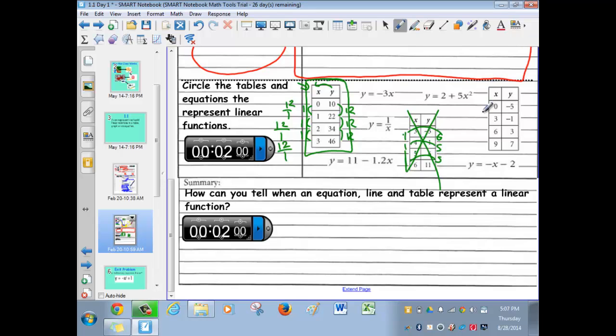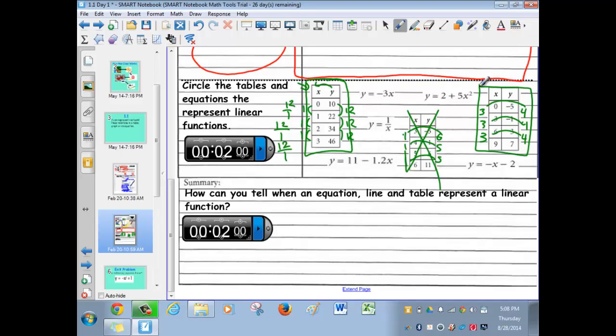Now let's look at this table right here. So here we have a change of 3, here's a change of 3, and here's a change of 3. And here we got from negative 5 to negative 1, so that's an addition of 4, right? And from negative 1 to 3 is another addition of 4 and addition of 4. So it looks like we have a consistent ratio of 4 to 3. And because it's consistent, they're always the same, this one would be linear. Okay? So that's how you can tell by looking at a table.